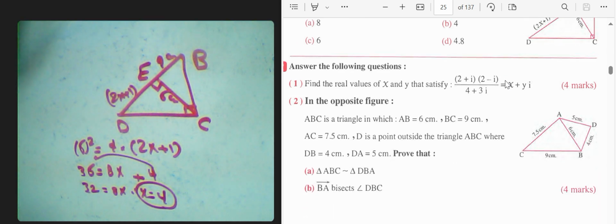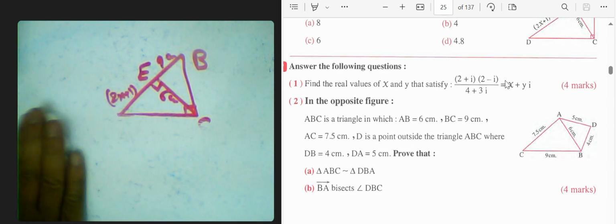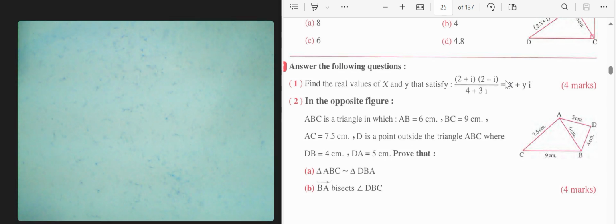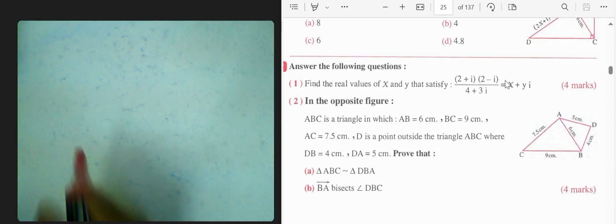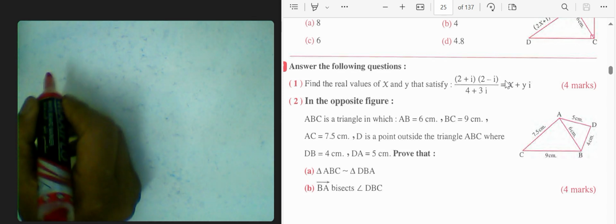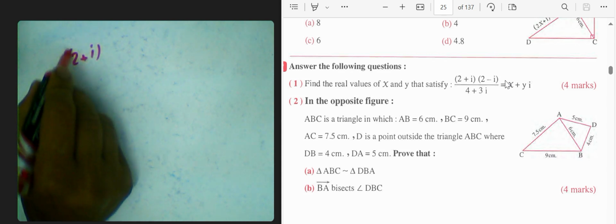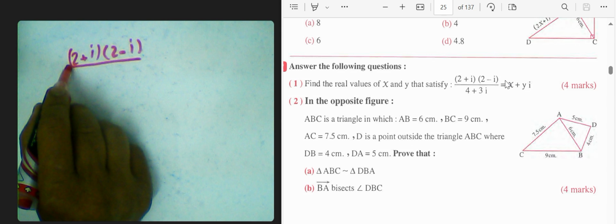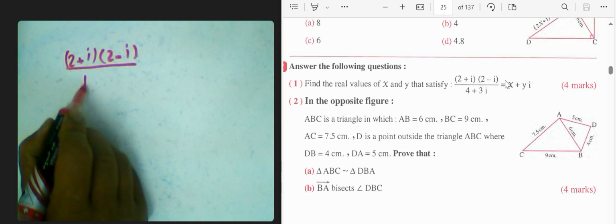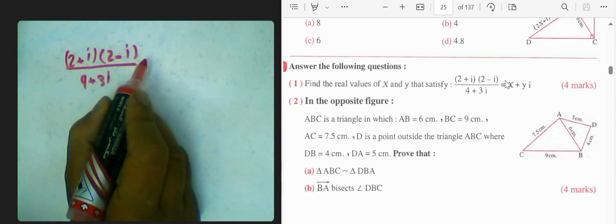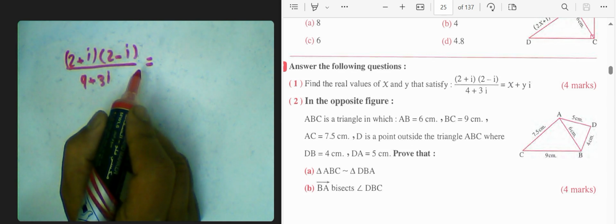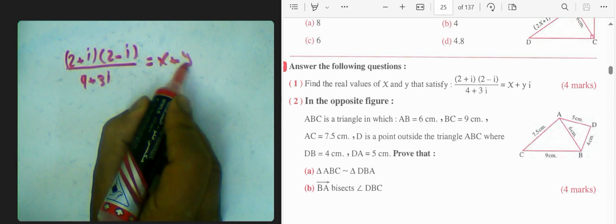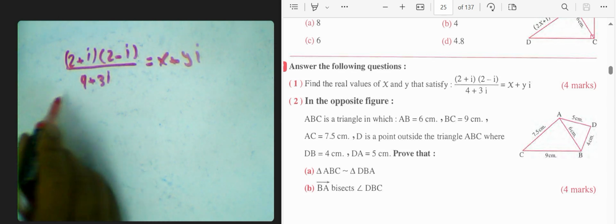Next question: find the real values of x and y that satisfy (2 plus i) over (2 minus i), multiplied by, over 4 plus 3i equals x plus yi. We use properties here.